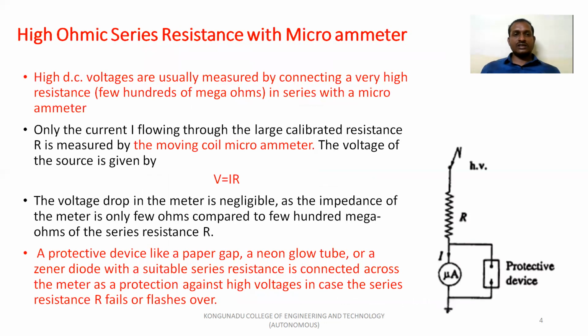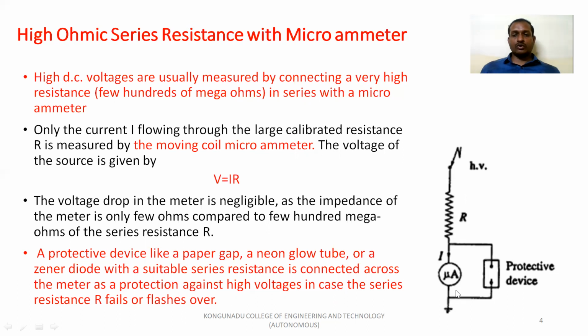The first method is series ohmic resistance with micrometer. So, this is the diagram. This is the high voltage terminal, and our aim is to measure this high voltage. Here we connect a high resistance in series. High DC voltages are usually measured by connecting a very high resistance, in the range of a few hundreds of megaohms, in series with a micrometer. So here R is connected in series with the high voltage terminal and with the micrometer.